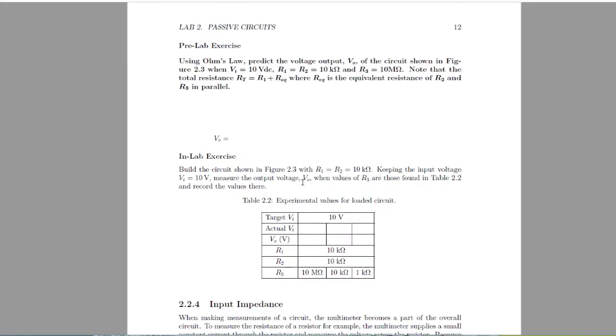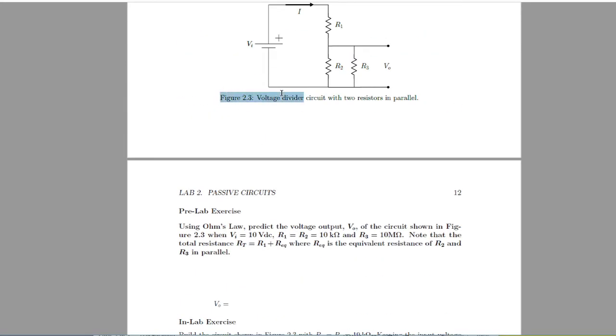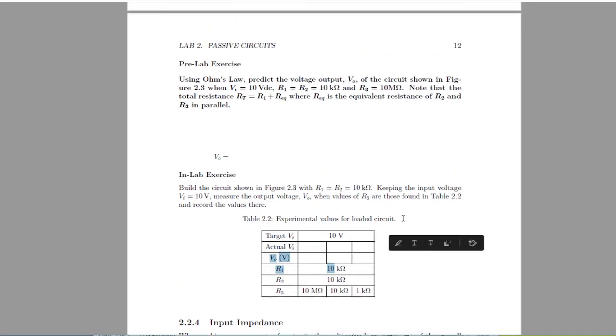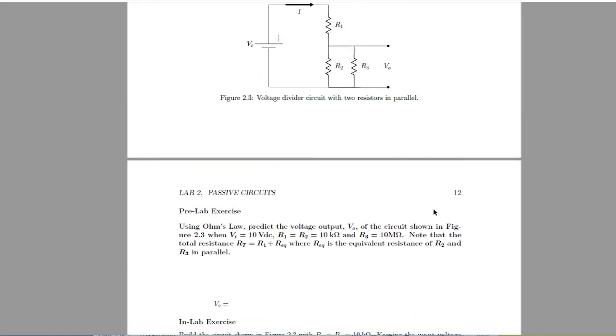Now, still using figure 2.3 here, we've given you input voltage and a few different values for R1, R2, R3. And we want to know what V out would be. So we're going to be calculating these voltage drops here.